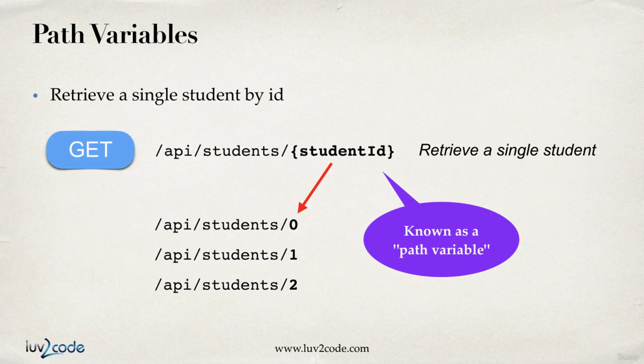So we could say /api/students/0, that'll give us the student with ID 0, 1, 2, and so on. So basically it's a way of parameterizing your path or the endpoint to actually accept data.